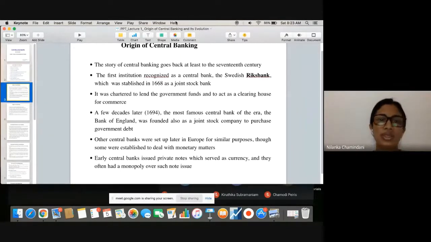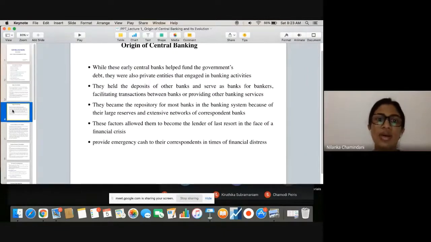Okay, so now we are going to discuss some more about the origin of central banking. One of the basic functions of the central bank at that early stage was to help the government with its funding requirements. But they were still private entities, right? And they also engaged in banking activities.